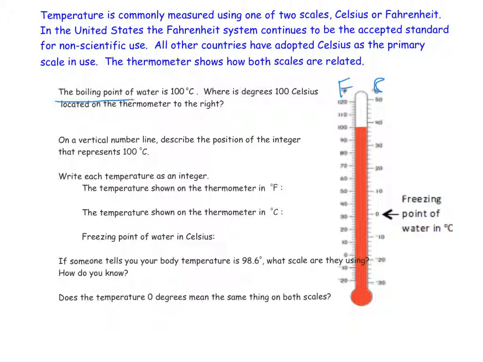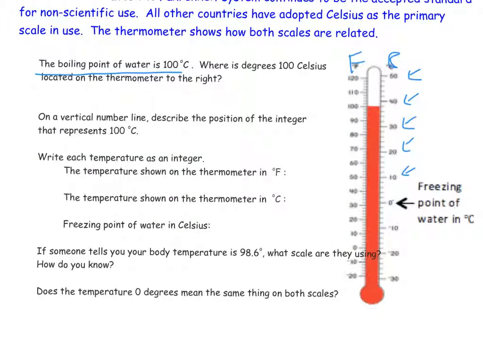The boiling point of water is 100 degrees Celsius. Where is 100 degrees Celsius located on the number line to the right? Well, here is 0. If this is Celsius, here's 10, 20, 30, 40, 50. So 100 degrees isn't even here.